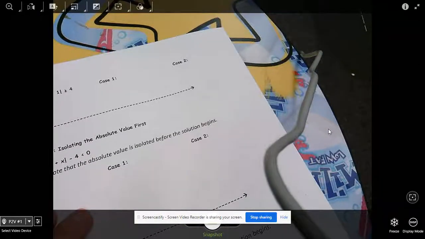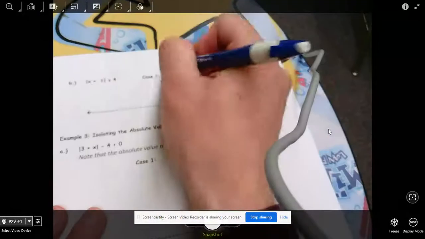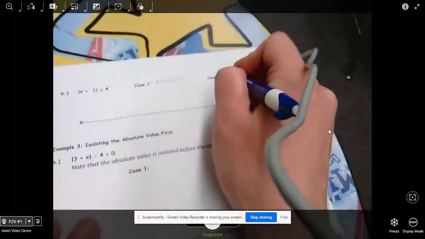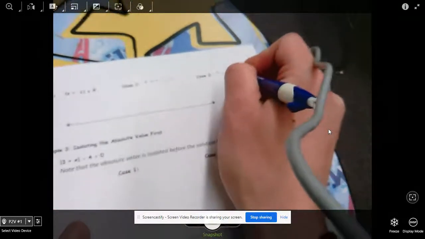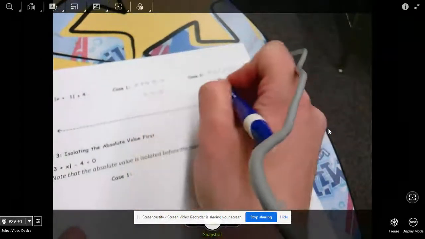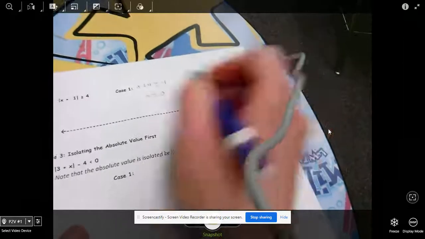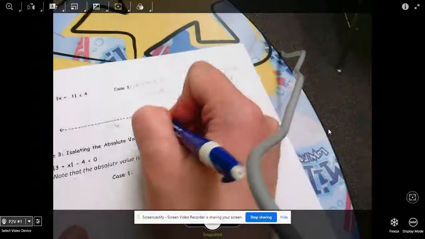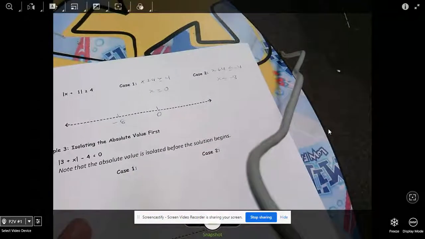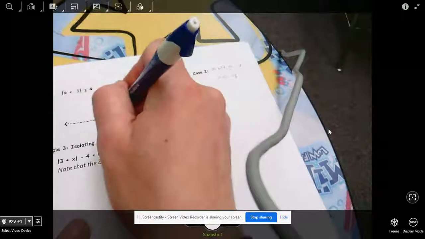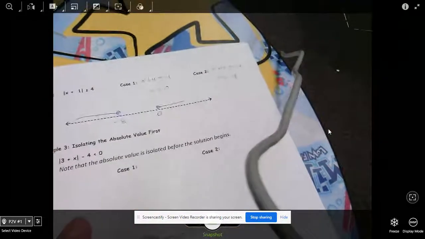Same thing on the back. x plus 4 is greater than or equal to 4. x plus 4 is less than or equal to negative 4. When we subtract 4 on both sides, we're going to say x is greater than or equal to 0. x is less than or equal to negative 8.